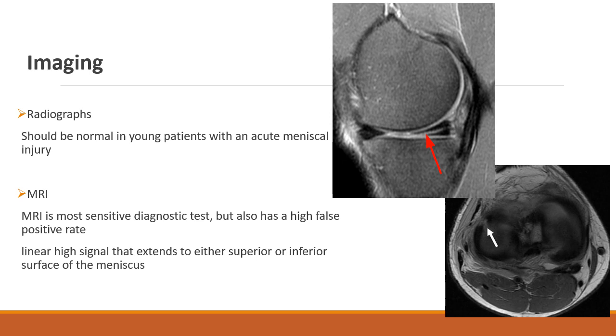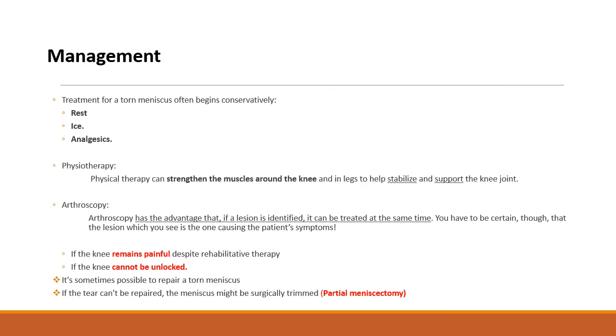You can see an increased signal intensity on T2 images with a tear as on the right, on the sagittal view, as well as on the axial view. On the sagittal view, we can see a horizontal tear of the meniscus. On the axial view for another patient, we can see a radial tear of the meniscus.